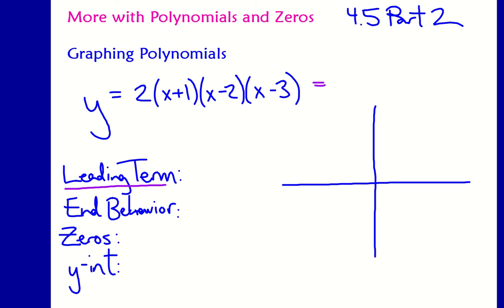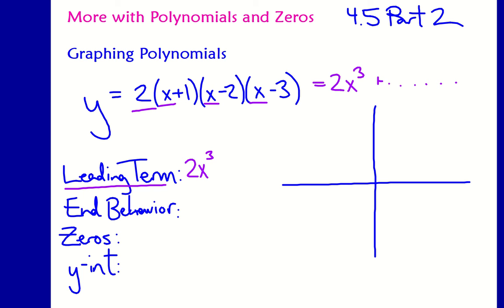We did actually multiply all of this out in section 4.2, but I don't want to do that whole expansion. I just want to think about what's the first term, the term that would be leading with the highest degree. So I would have this 2, and I would have this x times this x times this x. So this would end up being 2x cubed plus yada yada. We don't know what else there would be. We don't care about those middle terms for right now. So the leading term is 2x cubed.